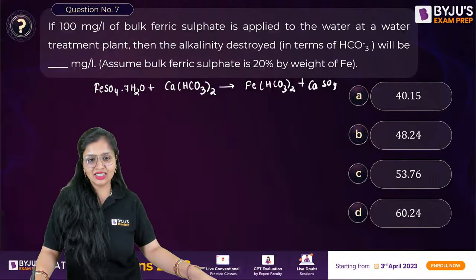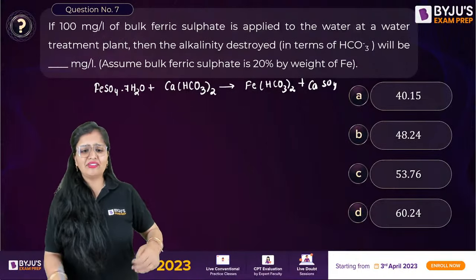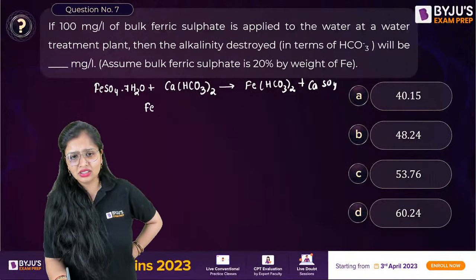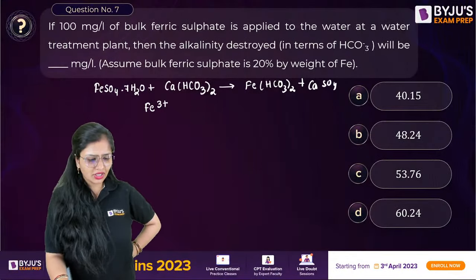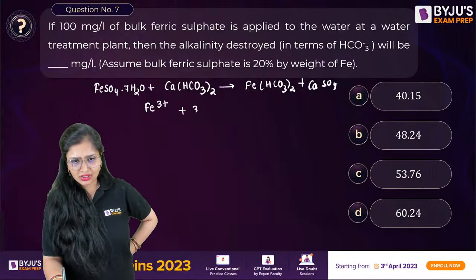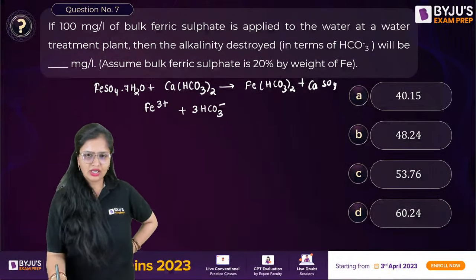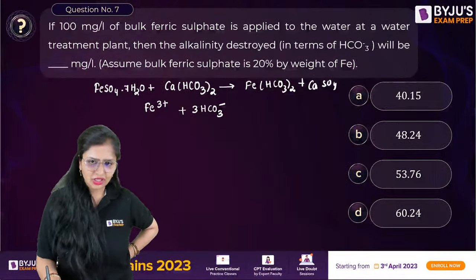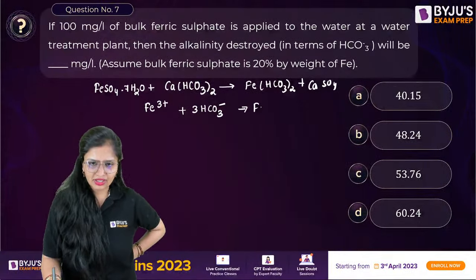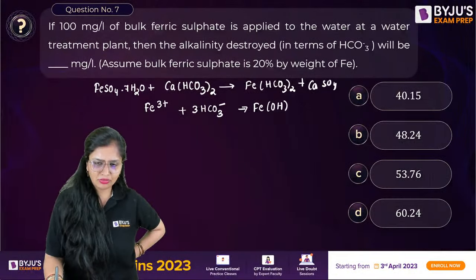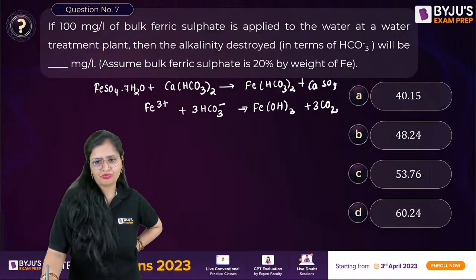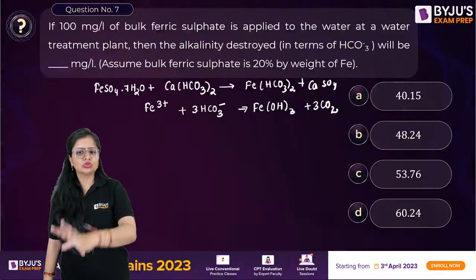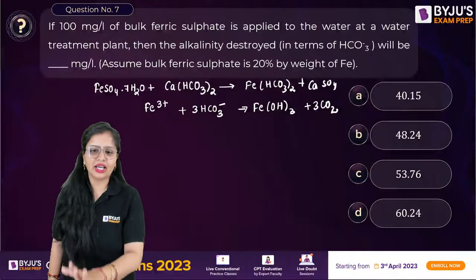The best thing is, don't consider everything. Just consider Fe3+ is there. Okay, and here if you see, 3 times HCO3 minus is there. That's it. And here you don't have to consider anything. Just take only this. It will further bifurcate and form Fe(OH)3 and 3CO2. Okay, you can go through this way also. That depends entirely on you.